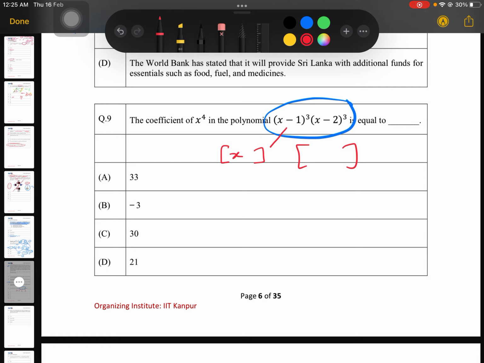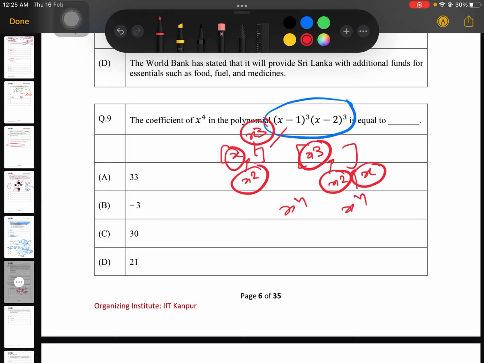So here you will have an x term, and here you will have an x cube term, here an x square term, here an x square term, here again an x cube term, here again an x term. If you multiply these terms together, x multiplied with x cube gives an x power 4 term, x square multiplied with x square gives one more x power 4 term, x cube multiplied with x gives one more x power 4 term. Then for these coefficients, you take the algebraic sum, and you will get 33 as the right answer.